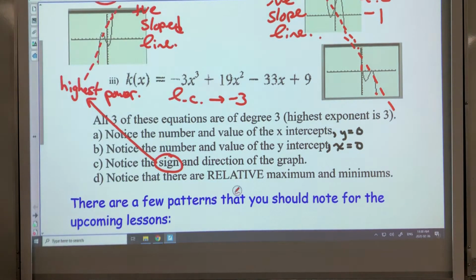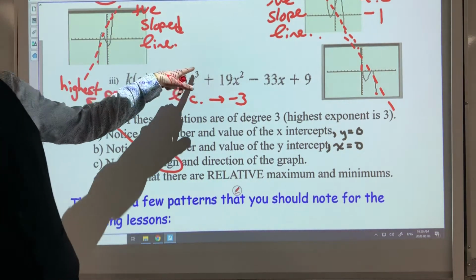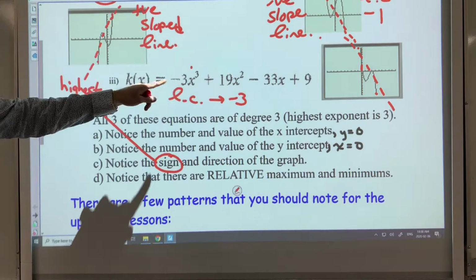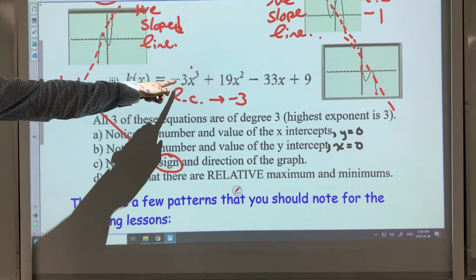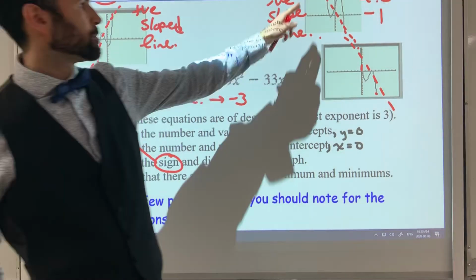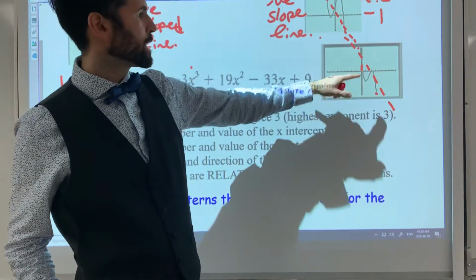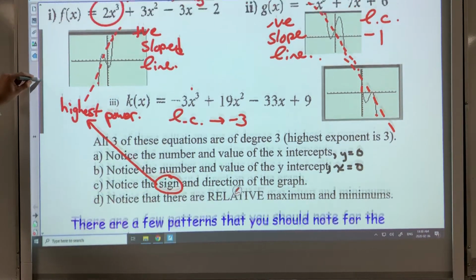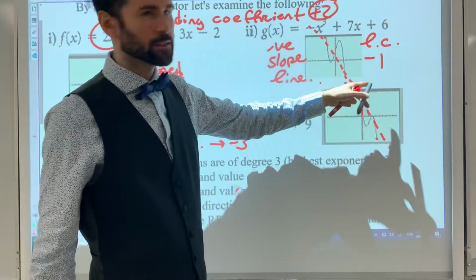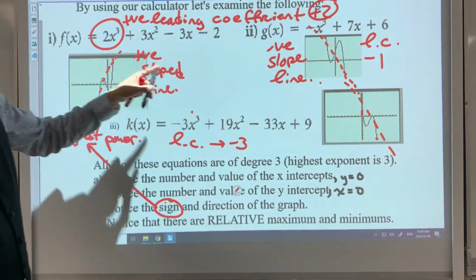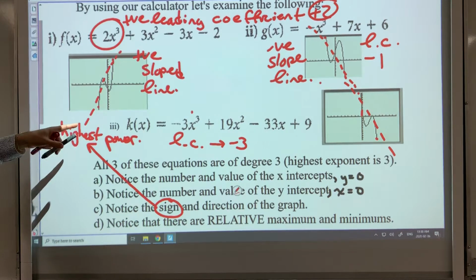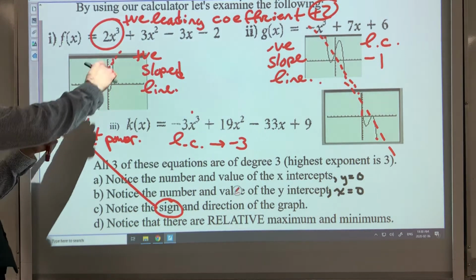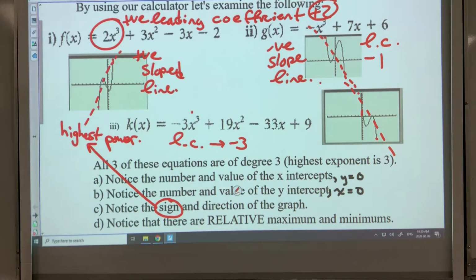So watch out for this. For a degree 3 graph, because the degree matters, if you have a negative leading coefficient, we call this end behavior, by the way, so where it starts and where it ends, we call it end behavior. It has the same end behavior as a negatively sloped line. Okay, and this one had a positive leading coefficient, and its end behavior was the same as a positively sloped line. And there is something significant there.